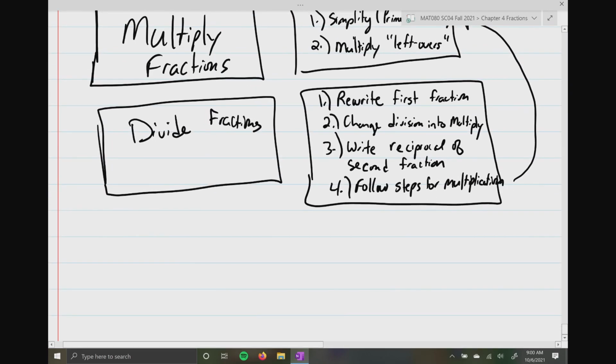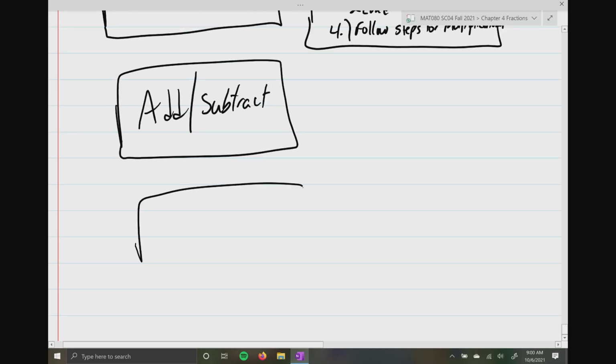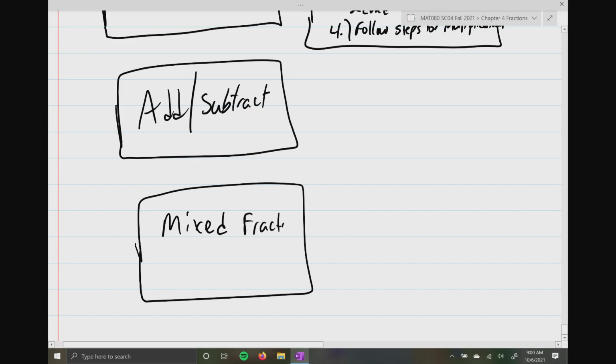So there should be 2 more note cards. What do you think they're going to say? What do you think this note card is? I would say add or subtract. And then the third note card would be something like mixed numbers or mixed fractions. Or on the back, I would have how to convert them.